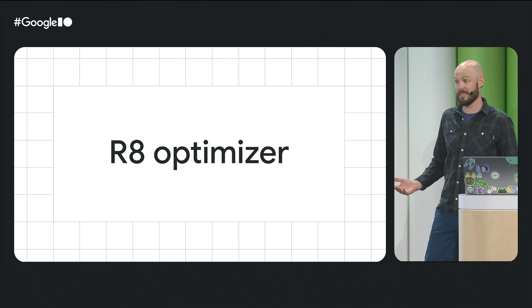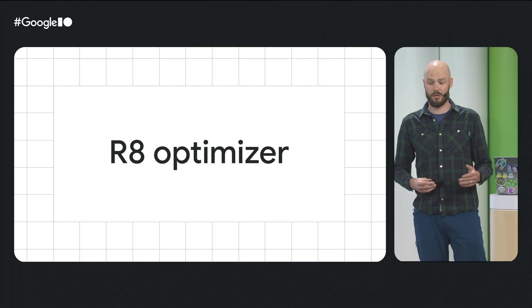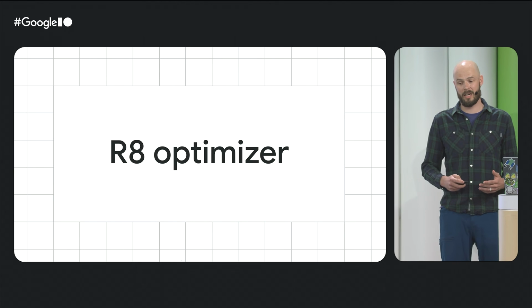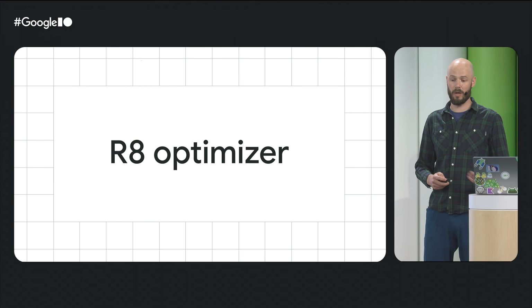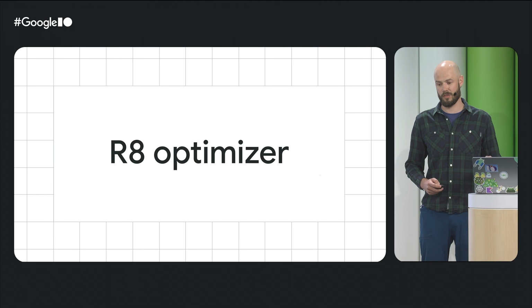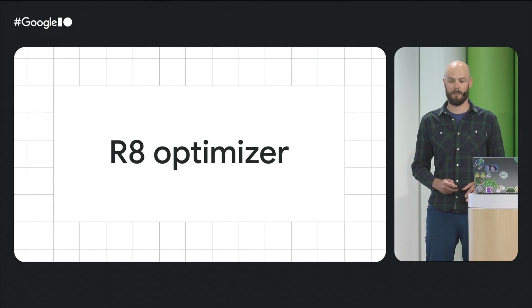R8 is a sophisticated optimizer. It analyzes your code and makes intelligent transformations, which can improve a wide range of technical performance metrics. For a long time, R8 was seen as a tool for code obfuscation and shrinking an app's size, but the true potential of this tool is code optimization.